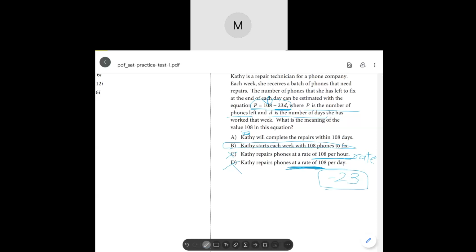And Katie will complete the repairs within 108 days. It doesn't make sense, right? Because your P stands for phones. So the whole equation, the unit should be with phones. It should not be with days, which means I'll cross out A. So that's another way of solving problems, and this is a very important way of using elimination. Try to eliminate the options that really don't make sense, and at times this will be useful when you're maybe not getting the answer completely, but you're getting close to it. You know that you have the answer in the grasp, but it's just not one of the options. Try to eliminate the options that really don't make sense.